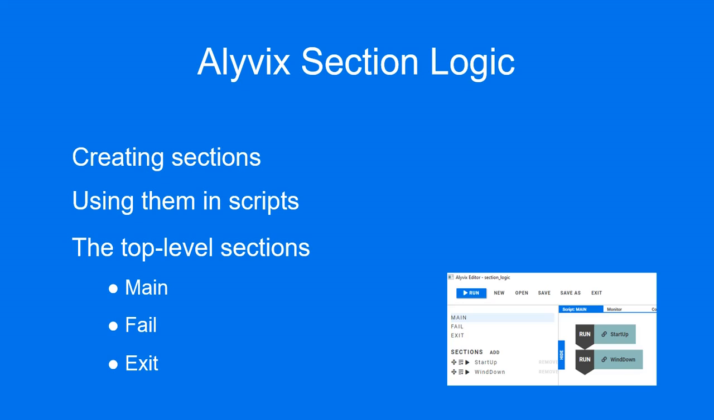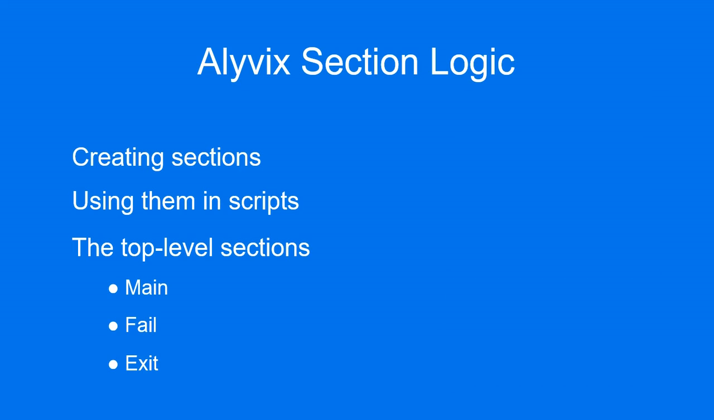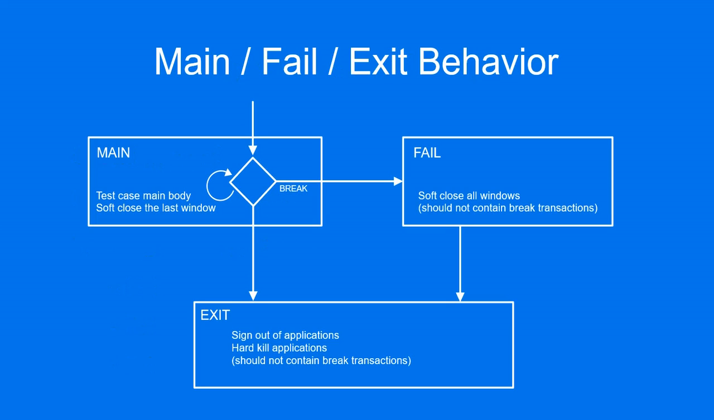3 top-level sections are predefined. The main section runs first, and in most cases, when it completes, the exit section then runs to set the application back to its original state, so that the test case can run over and over without manual intervention. When Alyvix Robot starts, it first executes the main section. If a timeout was exceeded while trying to match a test case object whose break flag is set, Alyvix will stop running the main section and begin running the fail section.